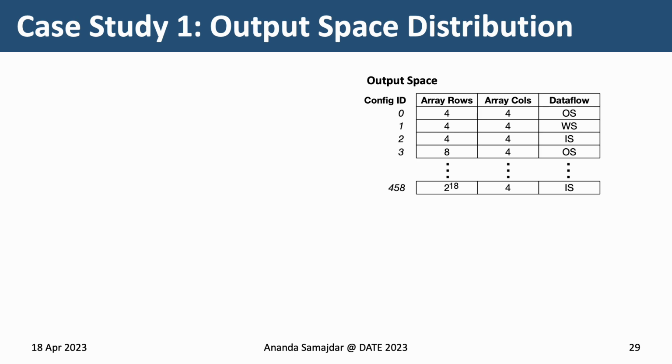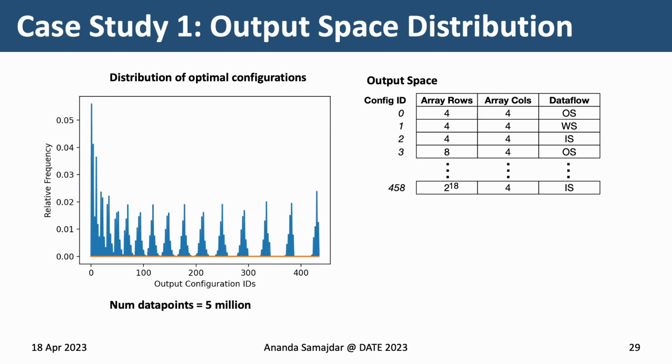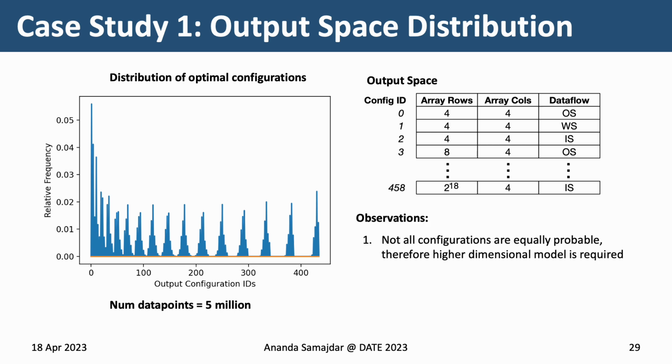The figure on this slide shows the distribution of the optimal configurations in the output space of case study 1 for 5 million points. We observe that the distribution is not uniform, therefore a higher dimensional model is required. We intentionally do not normalize the dataset to ensure that no external bias is added.